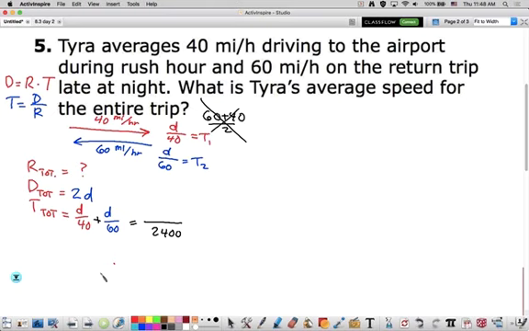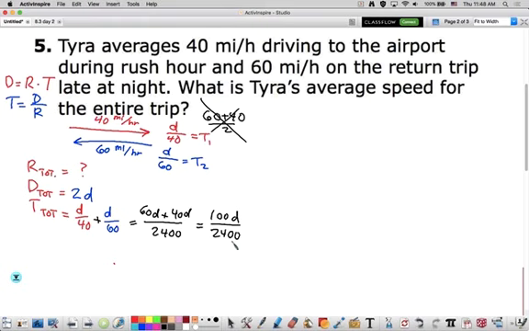I times this guy by 60, so I get 60d. I times this guy by 40, so I get 40d. So that is equal to 100d over 2,400. So now somebody piece it all together for me. How am I going to find my average rate? I hear some whisperings, but somebody tell me.